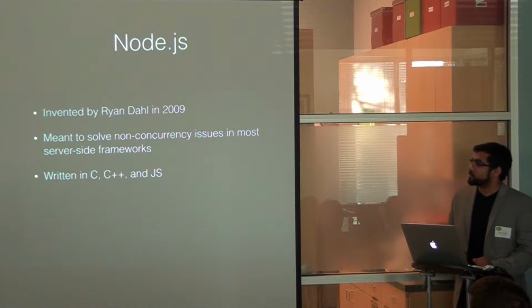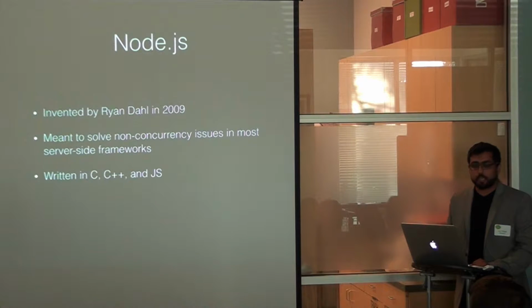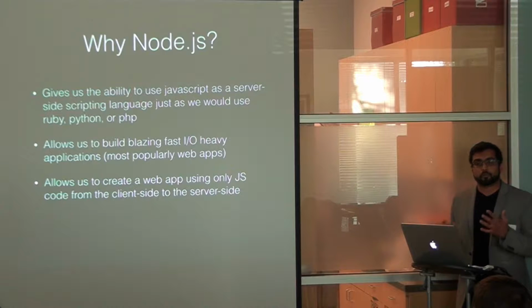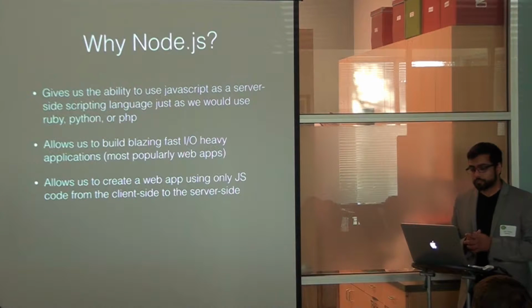So Node.js, a little background on Node.js. It was invented by Ryan Dahl in 2009, and it's meant to solve concurrency issues, or non-concurrency issues, with current server-side programming languages and frameworks. It's written in C, C++, and JavaScript, and so it can be blazing fast. It can compete with Nginx, which is why it's very valuable as a language to build servers.